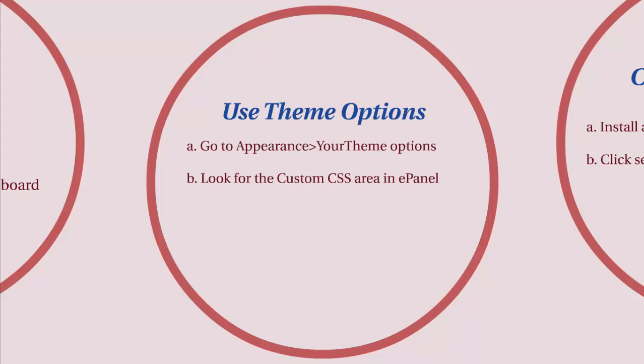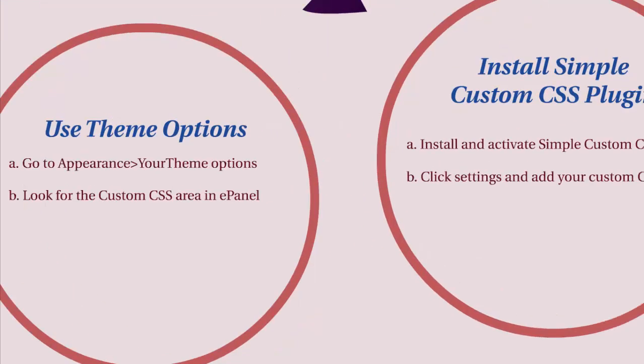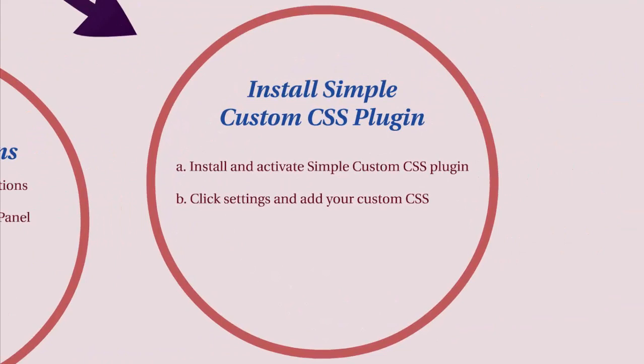Simply go to Appearance, your theme options, look for the custom CSS area in the ePanel, and add your code there. A final simple way to do this is to install the simple custom CSS plugin. Make sure it's activated, click Settings, and then add your custom CSS. We'll go live and I'll show you how.